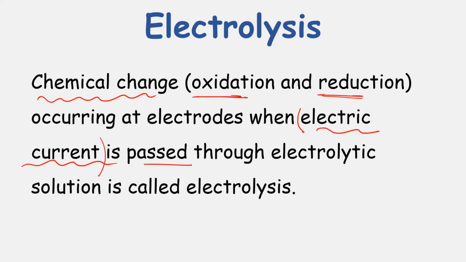And the difference here is that we are converting electrical energy to chemical energy. So we are giving some electricity to the electrolytic solution, that is the electrolytes, and the components of the electrolytic solution undergo oxidation and reduction, and they form products. So the chemical change occurring when electric current is passed through an electrolytic solution is called electrolysis. Don't write this, but see the example, and that will help you.